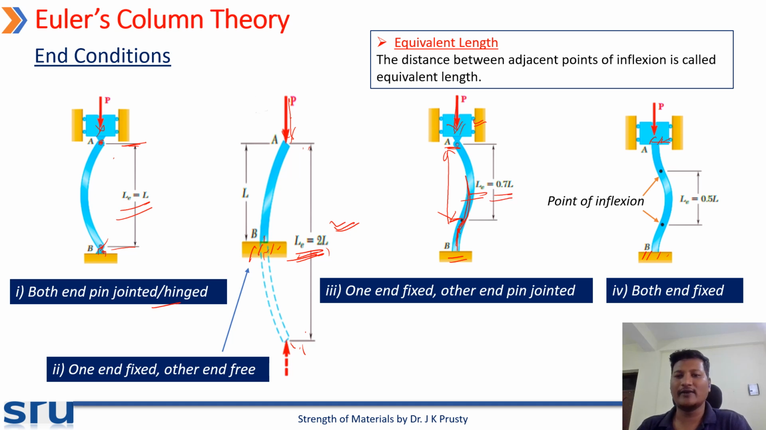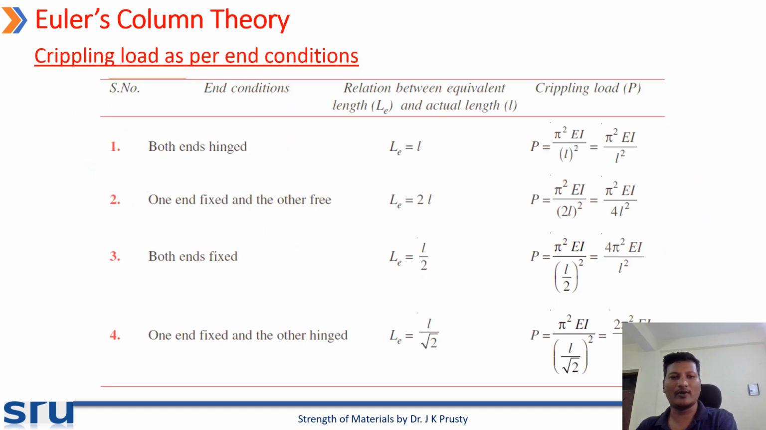And for both ends fixed, the point of inflection comes here, and LE is equal to 0.5 into L. So you need to just put this equivalent length value in that formula. So here is the crippling load as per the end conditions.